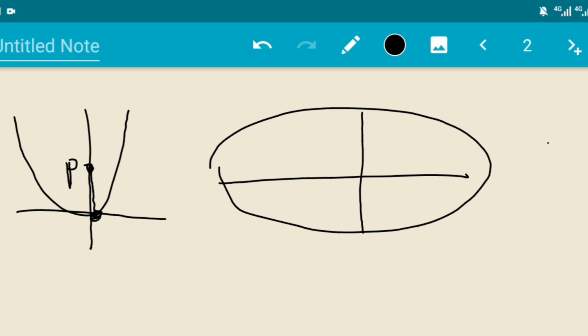Starting from the origin here, not the vertex, no. Starting from the origin, we would move some distance positive C, and this is where the focus will be. In a similar way, we do the same on the other side. So if this distance is 5, then we'll also move 5 units towards the negative side, so this will be -5. That's where that focus would be. Remember, this time we're starting from the origin, not from the vertex. The vertex in this case is here, and here, and here.